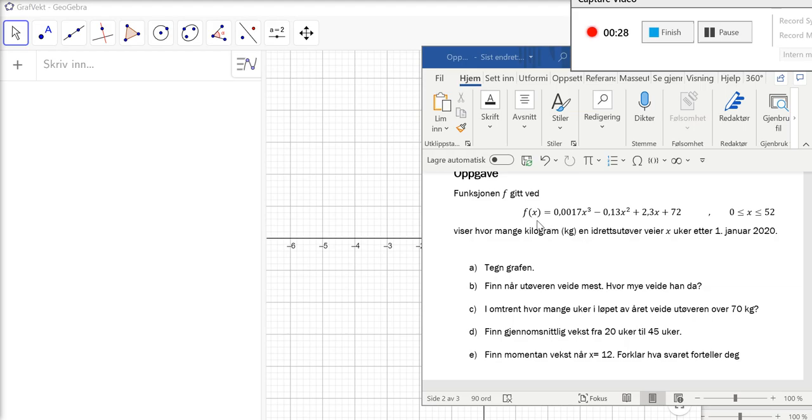And here we have a function f of x equals to blah blah blah, and this function is valid for x between 0 and 52, and the function shows how many kilograms an athlete weighs x weeks after 1st of January 2020. So the x is the amount of weeks. We put in the amount of weeks, and the output, the function value, is the weight of the athlete. All right. And the first thing we should do is draw the graph.